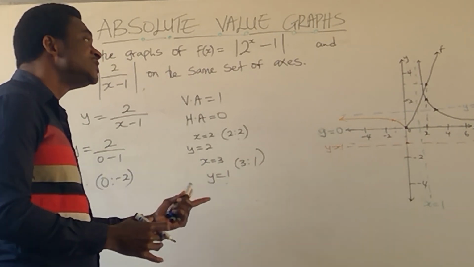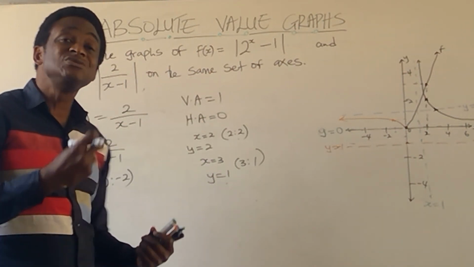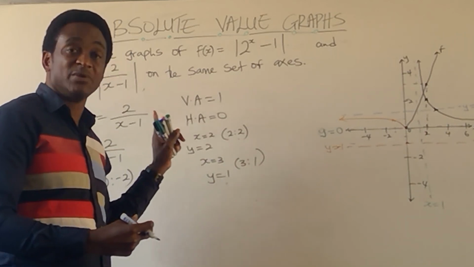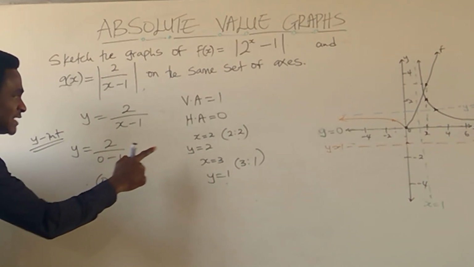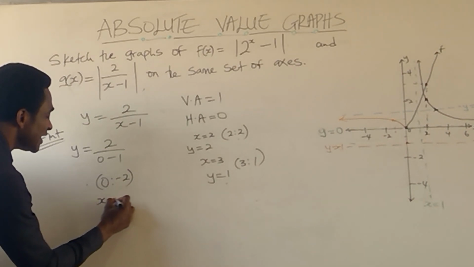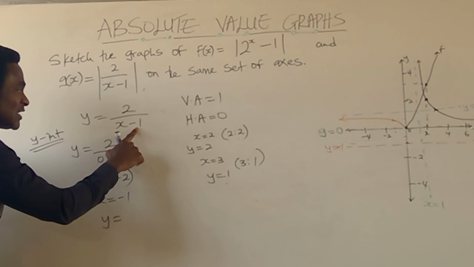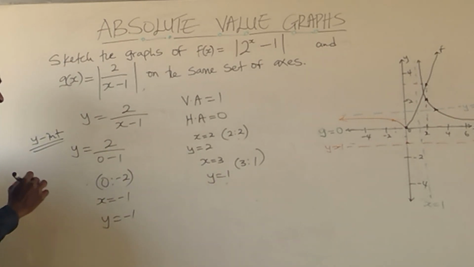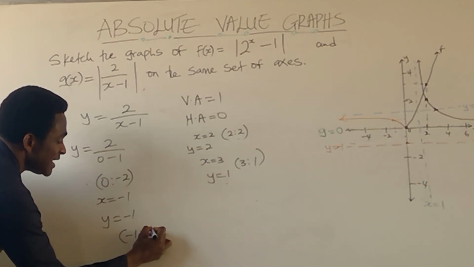Remember, I'm choosing all these points. I can easily draw a curve, but I'm choosing these points because I want to get the exact steepness that represents this hyperbolic function. So let's take any point. If I take x equals -1, I'll have y equals 2 over -1 minus 1, which is 2 over -2, which is -1. So I have another coordinate, (-1, -1).